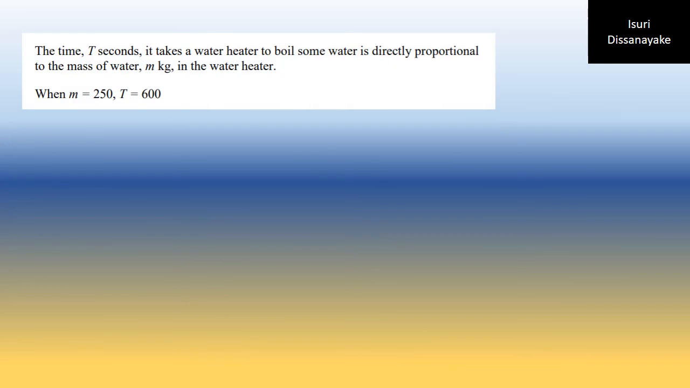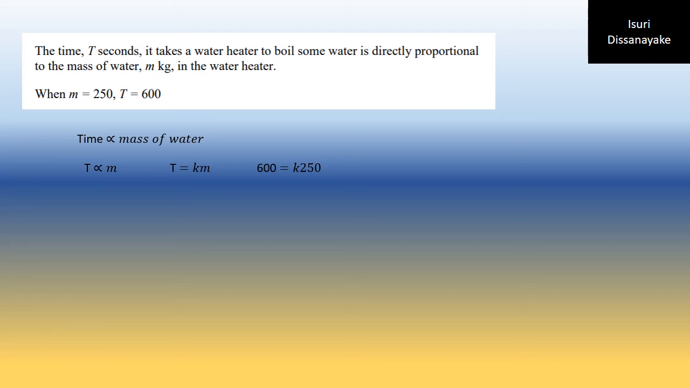Next question is, the time t seconds it takes a water heater to boil some water is directly proportional to the mass of water m kilograms in the water heater. When m equals 250, t equals 600. So time is directly proportional to the mass of water. T is directly proportional to m. I will remove the directly proportional sign with an equal sign and k. So I have t equals k times m.